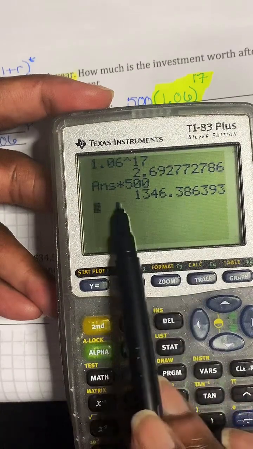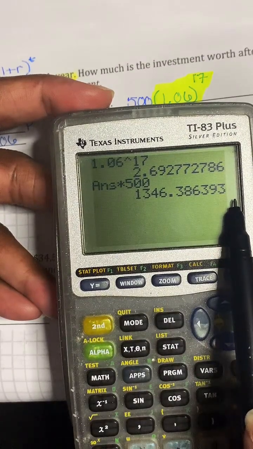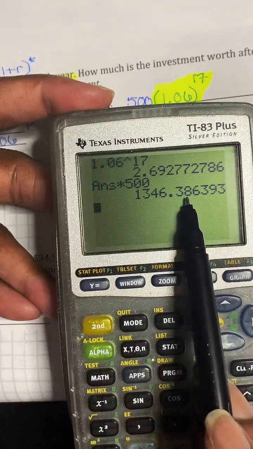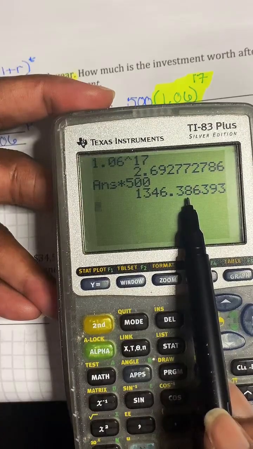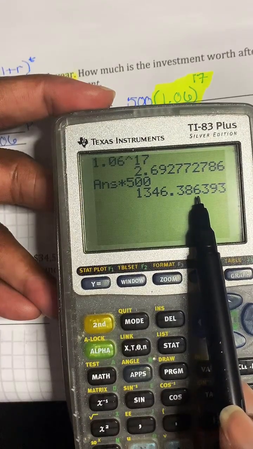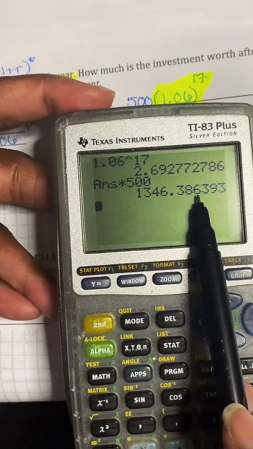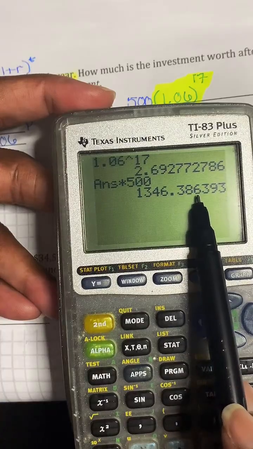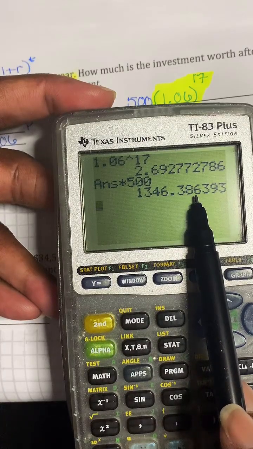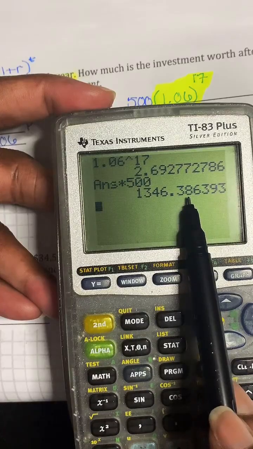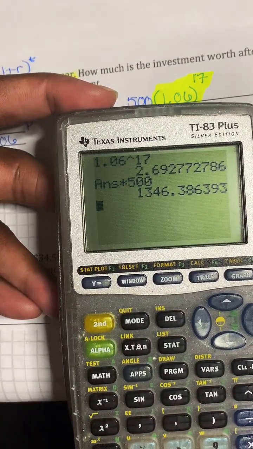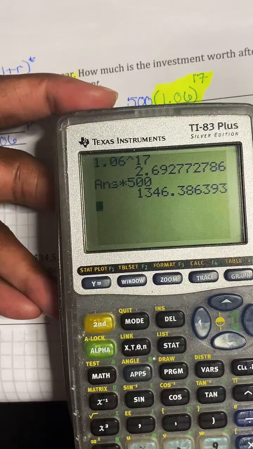So it's not going to be this whole thing as my answer. Since we need it to the 100th spot, we need to look at the 1,000th spot. If it's 5 and above, we're going to give it a shove and add 1 to the 8, which it is. 5 and above means 5, 6, 7, 8, 9. So I'm going to add 1 to that 8, so it'll be 39 cents, just as Michael has it. And that's what you got? Good. Ashton, good.